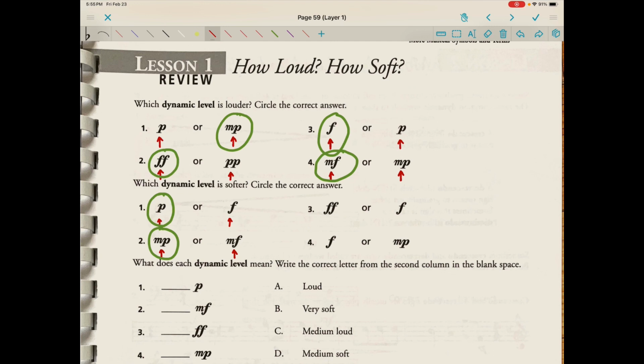Looking at number 3, we have fortissimo, which is very loud, and forte, which is loud. So our softer dynamic would be this one, forte. And then we have forte, which is loud, and mezzo piano, which is medium soft. So our softer dynamic would be our mezzo piano.